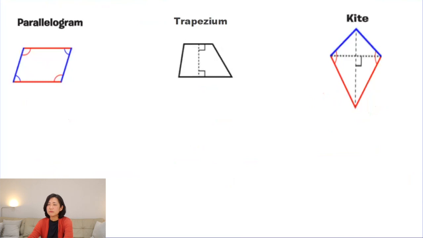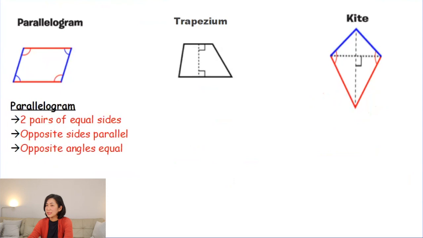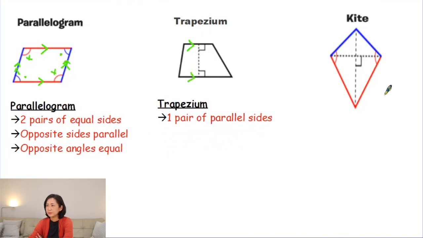Then parallelogram. Parallelogram is important because it has two pairs of equal sides. You notice that the opposite sides are the same size, the lengths of the opposite sides are the same, and the opposite angles are the same as well. Then the trapezium has one main feature, that is only one pair of parallel sides.